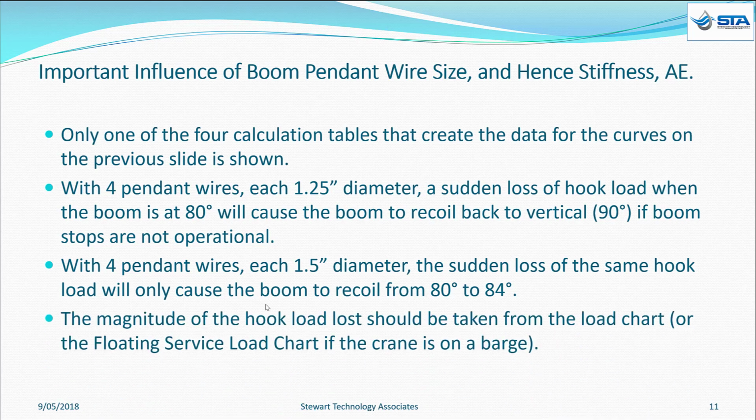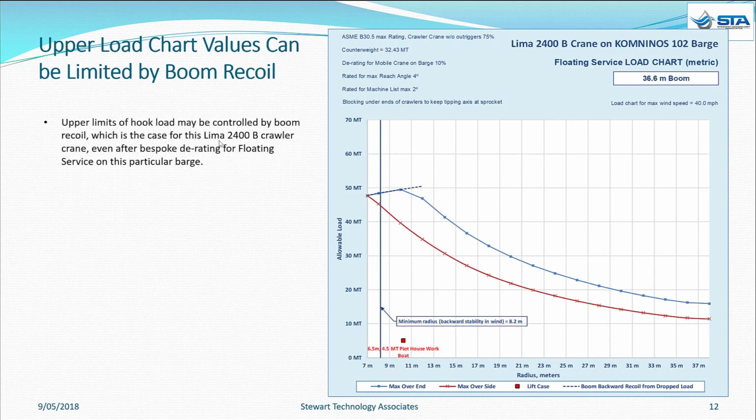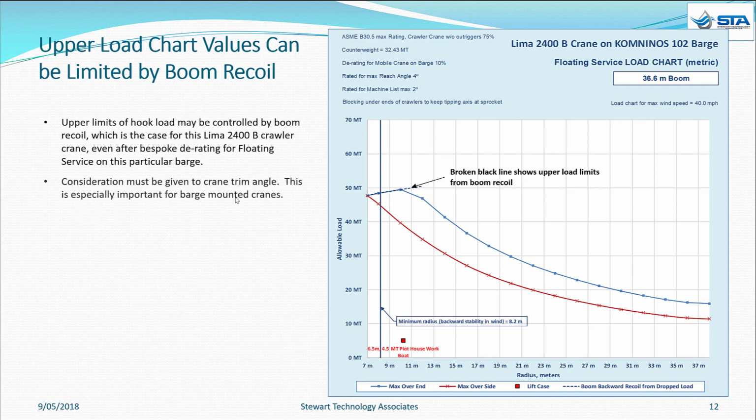So the magnitude of the hook load loss should be taken from the chart, or the floating service chart if the crane is on a barge. So here's an example of a crane on a barge floating service chart, and the upper load chart values can be limited by boom recoil. This happens to be for the Lima 2400B crawler crane, and after bespoke derating for its floating service on this particular barge, the broken black line shows the upper load limits that were further imposed, limiting the upper loads it could carry because of boom recoil.